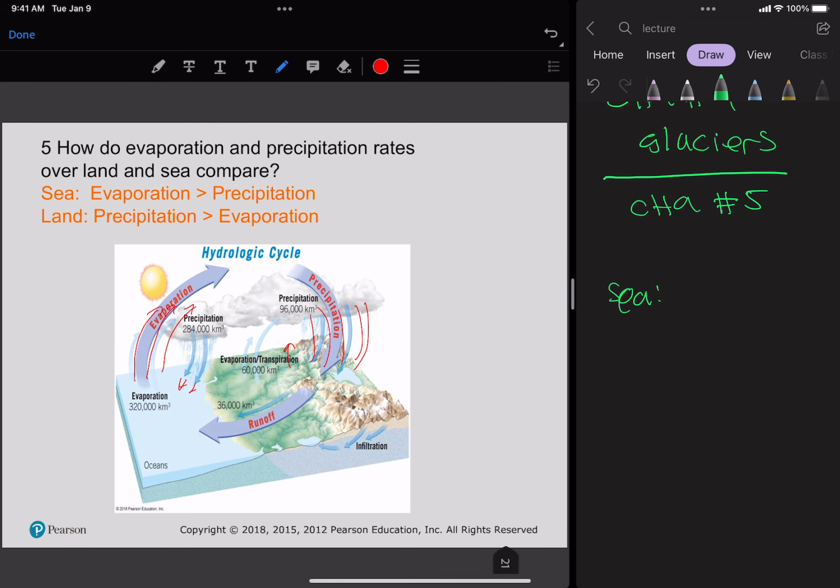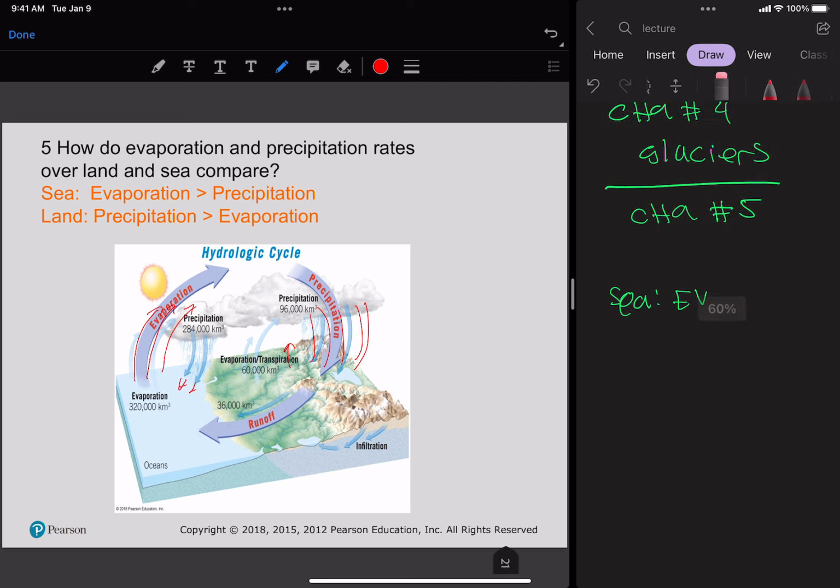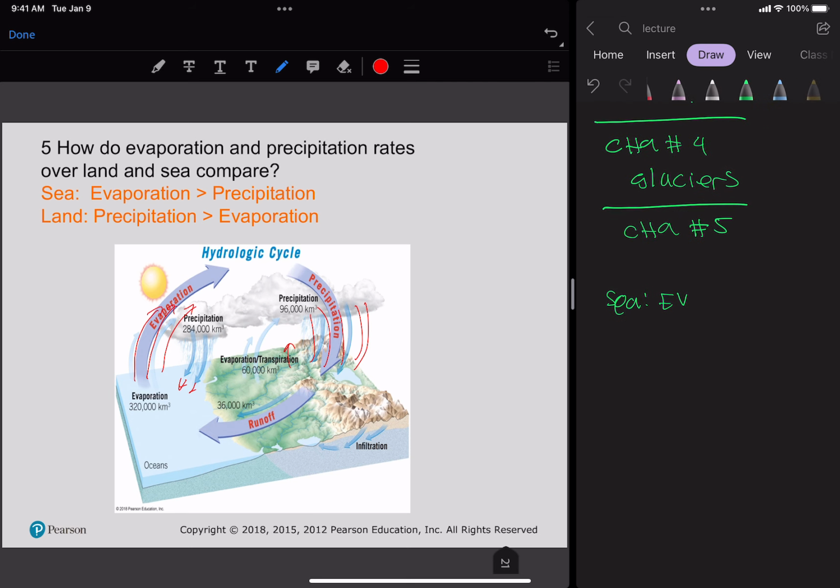So over the sea, evaporation is going to be greater. Over the ocean, evaporation is going to be greater than precipitation. And over the land, precipitation is going to be greater than evaporation.